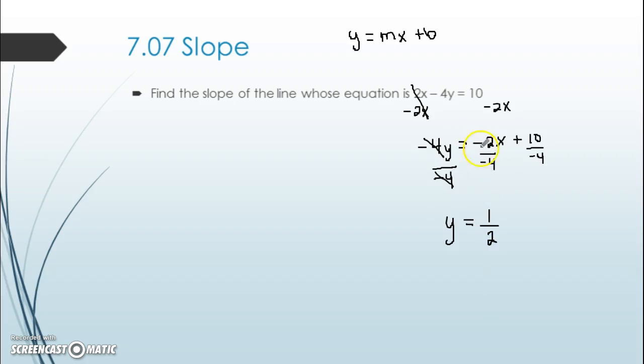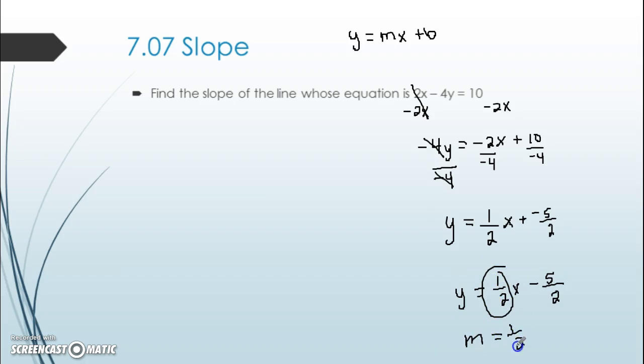And since there's two negatives, again, these two cancel off. We still have x, and then 10 over a negative 4. You can leave it as a fraction, just reduce the fraction, or you can write it as a decimal. I'm going to write it as a fraction. So a negative 10/4 would simplify to a negative 5/2. So since we have it as plus a negative, really you could write it as y equals a 1/2 x minus 5/2. And our slope is right here.